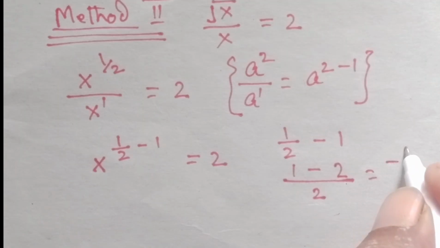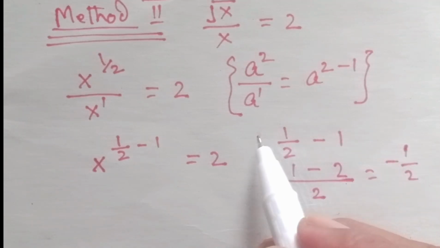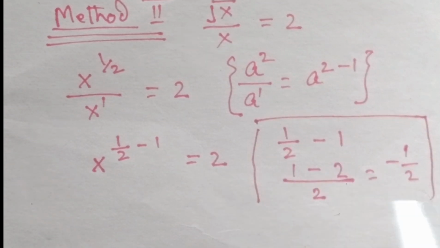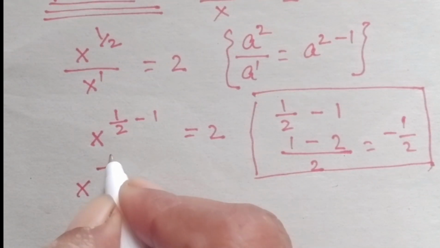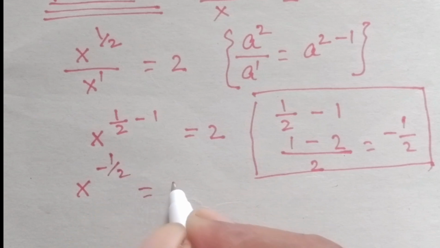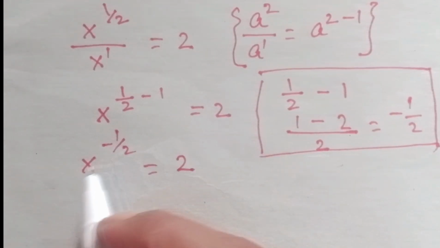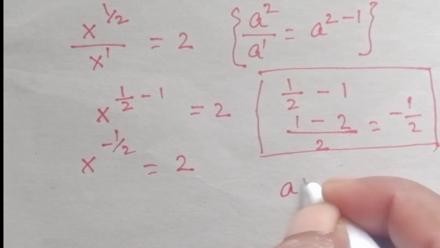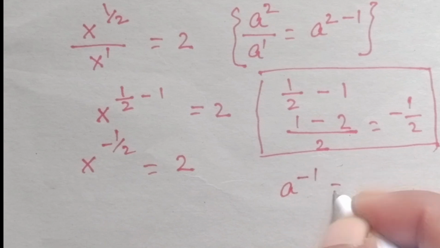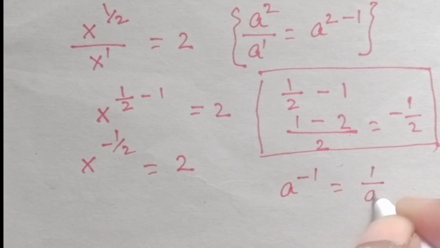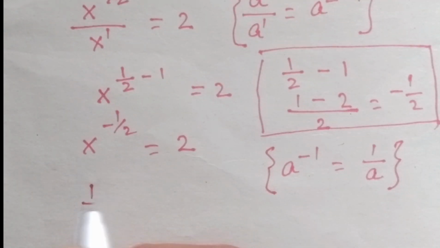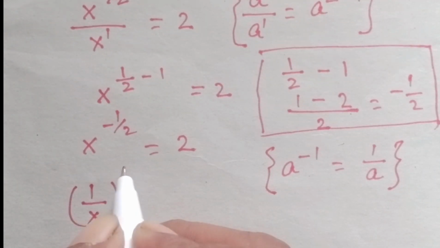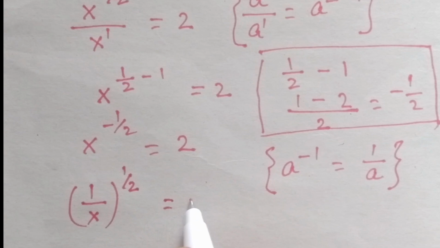So we can write x to the power 1 over 2 minus 1 is equal to 2. Now 1 over 2 minus 1 we will get minus 1 over 2. It will be x to the power minus 1 over 2 is equal to 2. According to the exponents rule, a to the power minus 1 we can write as 1 over a. So we can write (1 over x) to the power 1 over 2 is equal to 2.